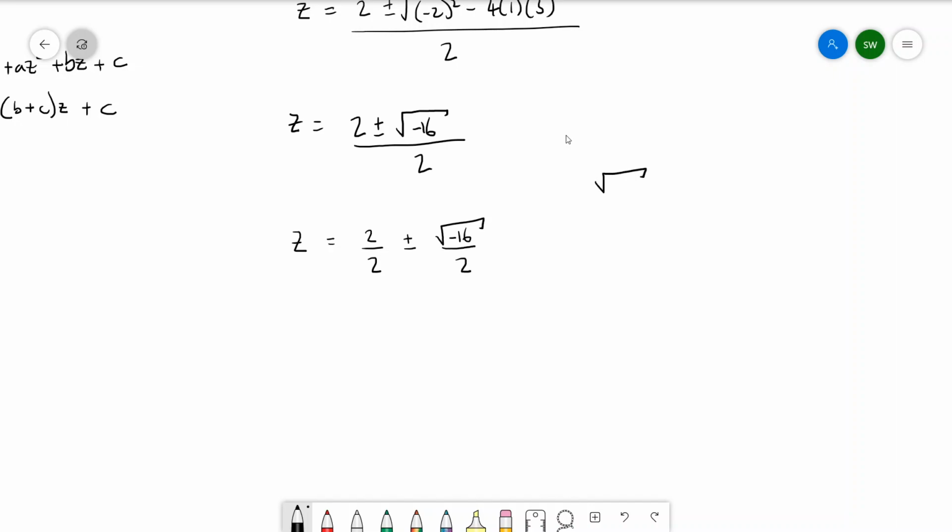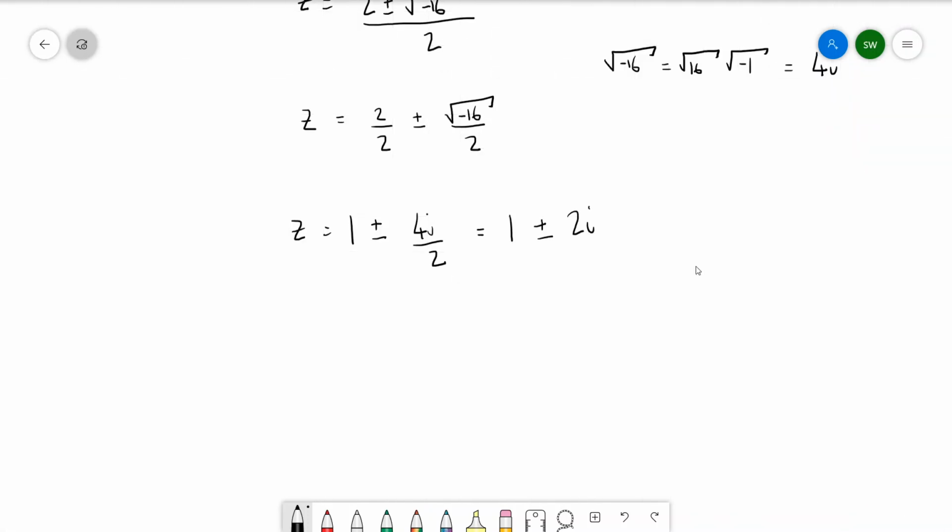Root minus 16 can be split up into root 16 times root minus 1. So that's equal to 4i. So we're going to have z equals 2 over 2 is 1 plus or minus 4i over 2. So that simplifies to 1 plus or minus 2i, since 4i divided by 2 is 2i. So we're going to finally write down what our roots are. So the roots of the cubic were minus 1, 1 plus 2i, or 1 minus 2i. And notice that we've got this complex conjugate pair like we must have.